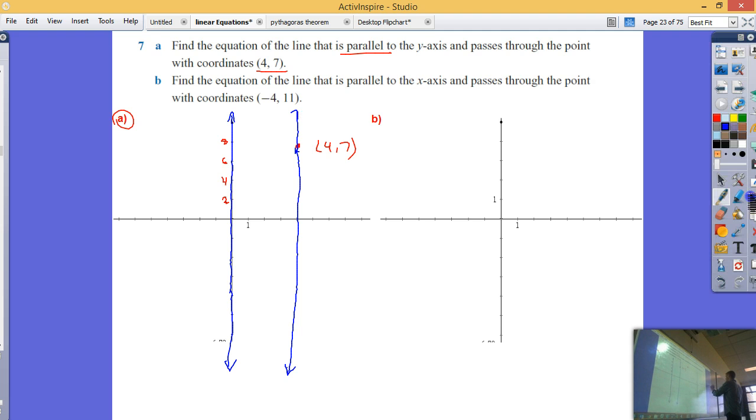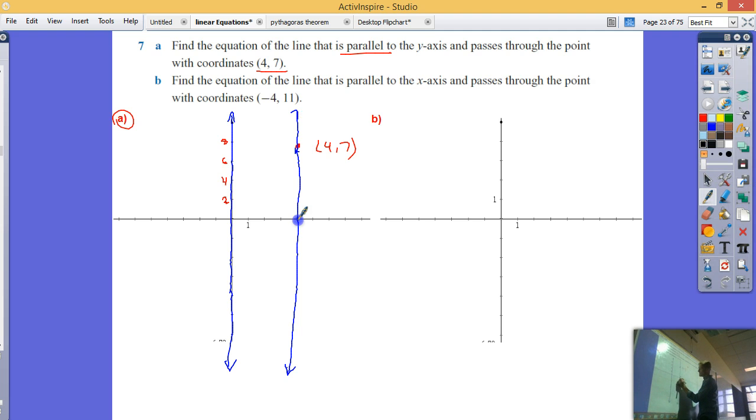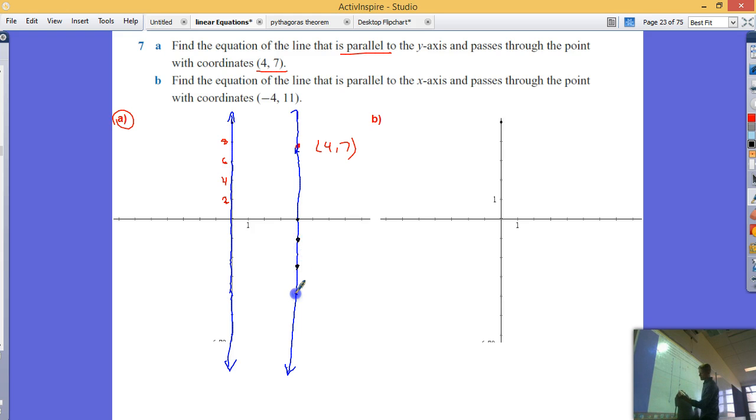What we do have though is at any point along this line, the x-coordinate is always 4. But my y-coordinate changes. Doesn't matter what that y number is. It's going to be up, it's going to be down, big or small y number, but it's always just x is equal to 4. So the equation that draws this line is x is equal to 4. Okay? Thinking about that, try now and do part B yourself.